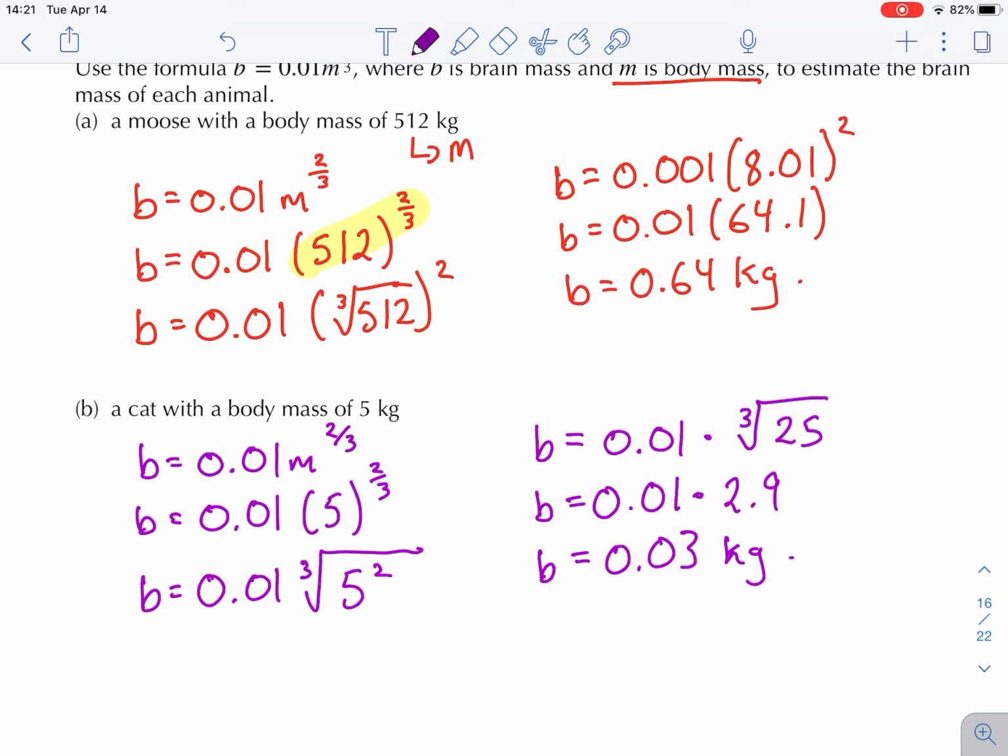All right, so you should be able to take an exponent that is a fraction, turn it into a radical, and figure it out. You should be able to take a radical and turn it into a power that has a fractional exponent. If you have any questions, put them in the comments below.